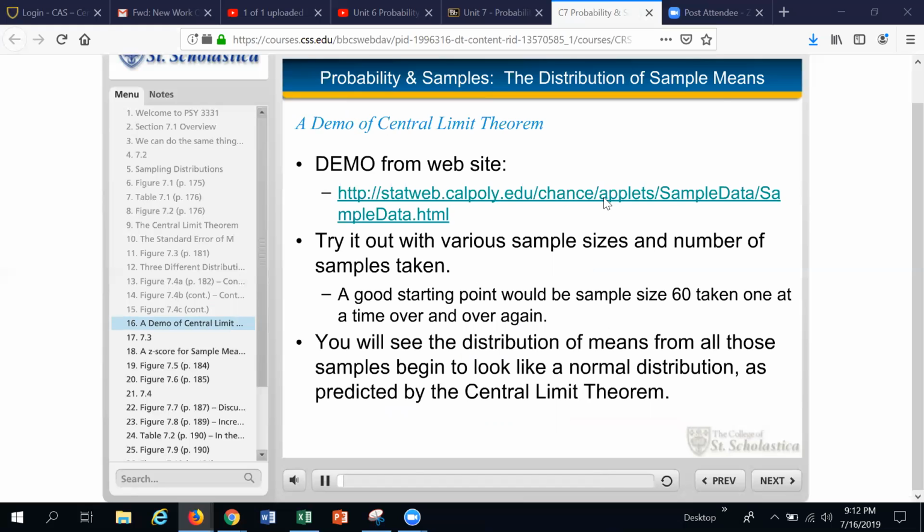I think it would be useful to see the central limit theorem in action by looking at this demonstration from the website listed on the slide. It's fun to play with this demo, at least for stats lovers like me. You can either copy-paste or type this URL address into your web browser, or you can click on the link if you are in the slideshow view.